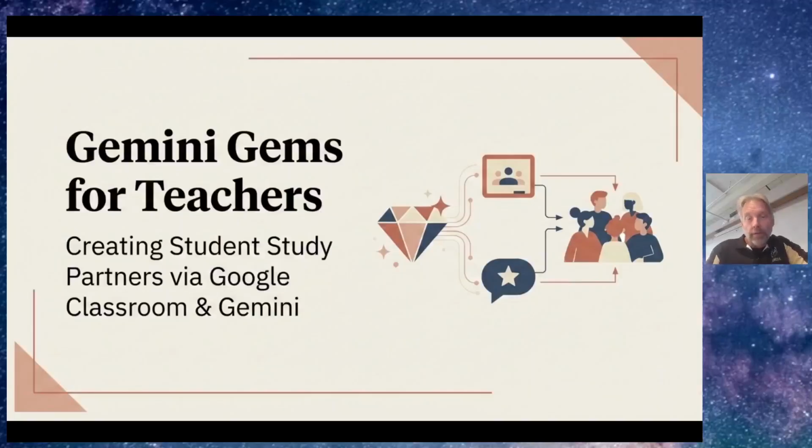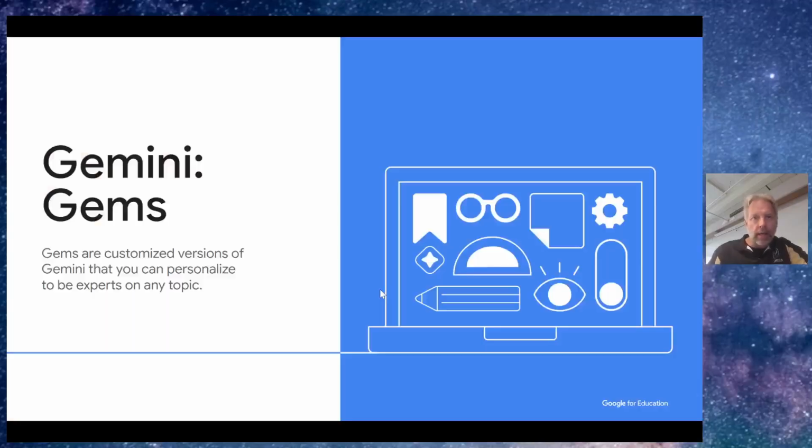So, first off, Gemini is Google's version of a generative AI chatbot that takes prompts and then gives you some sort of output based upon that. And what a Gem is, basically, is a portion of Gemini where you can create customized versions essentially by saving the prompt that you will reuse over and over again.